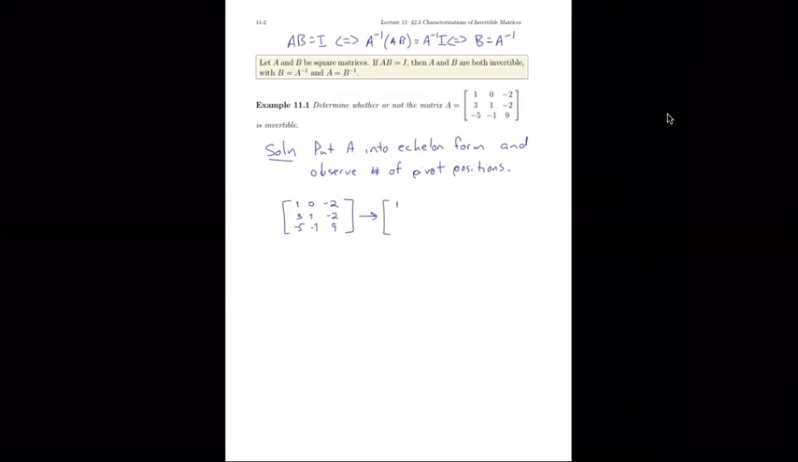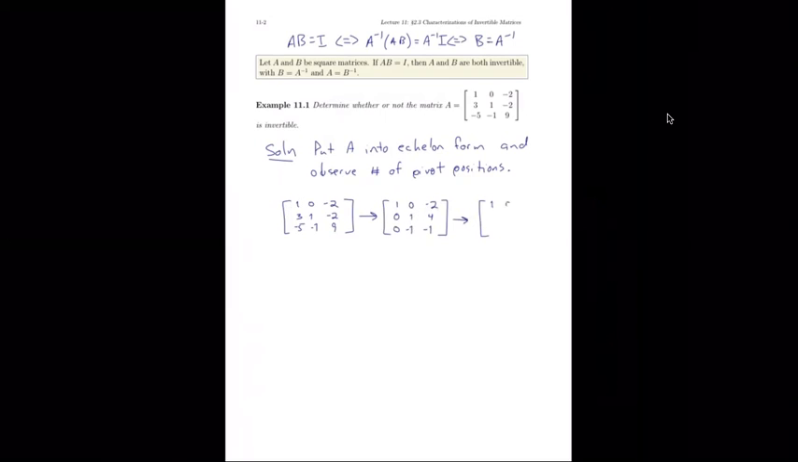So the first row is going to stay fixed. The second row is itself minus 3 times row 1. So I have a 0 here. 1 minus 0 is 1. -2 plus 6 is 4. Then I have 5 times row 1 added to row 3. So this zeroes out. I have -1, and -10 and 9 is -1. Let's add row 2 to row 3. I already have a leading 1 right here. That works out just right. Let's zero out below that.